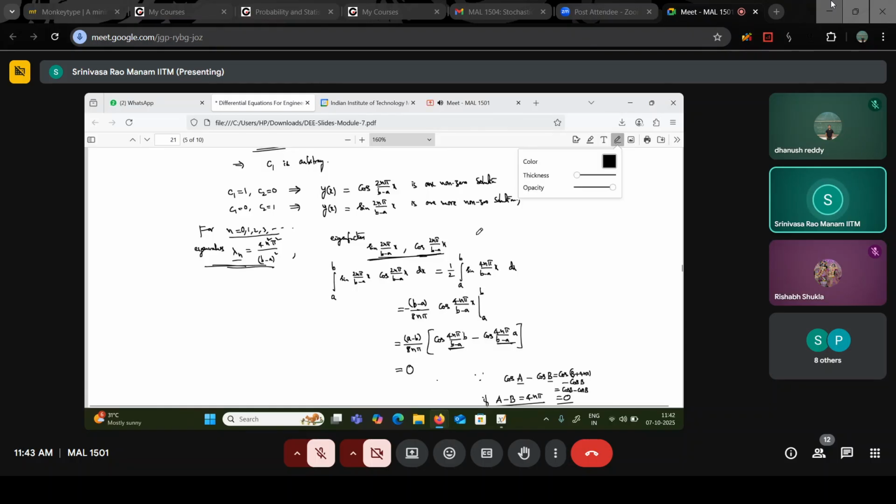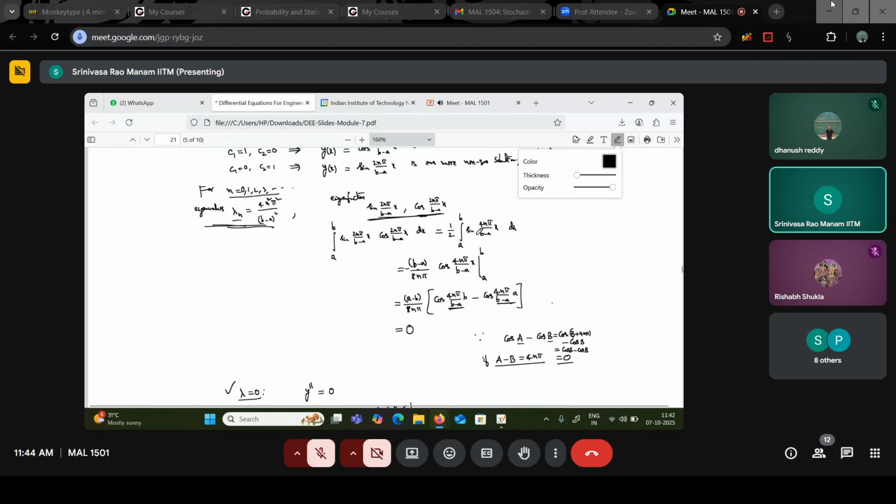So you have eigenfunctions corresponding to n equal to 1, 2, 3, and so on. The corresponding eigenfunctions are already orthogonal. So you have sine of 2n pi x by b minus a and cosine of 2n pi x by b minus a as your eigenfunctions associated with every natural number n.